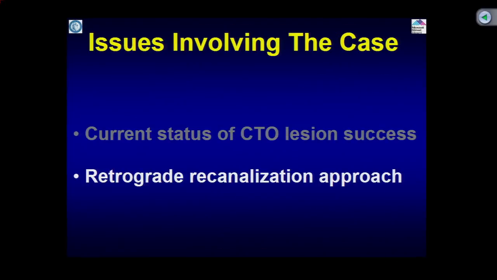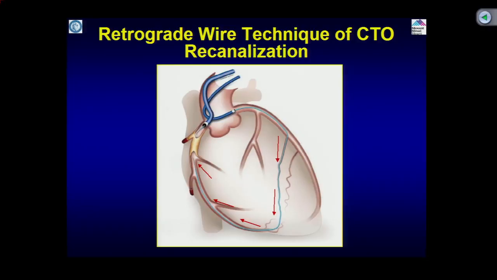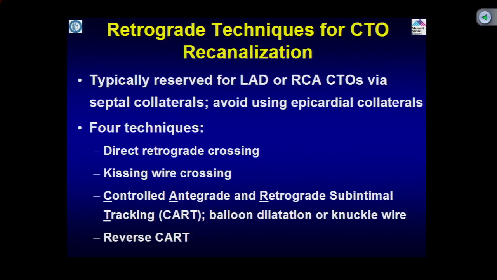The second, very simple, is the retrograde recanalization approach. Basically what we are looking at are these channels, whether from the septals going into the RCA or from the PDA, or the PDA septals going into the LAD. Those are the two commonly done vessels with the retrograde recanalization, and reserved, as I mentioned, for the LAD or RCA CTO by the collaterals. Avoid epicardial, those Kugli collaterals, very important.